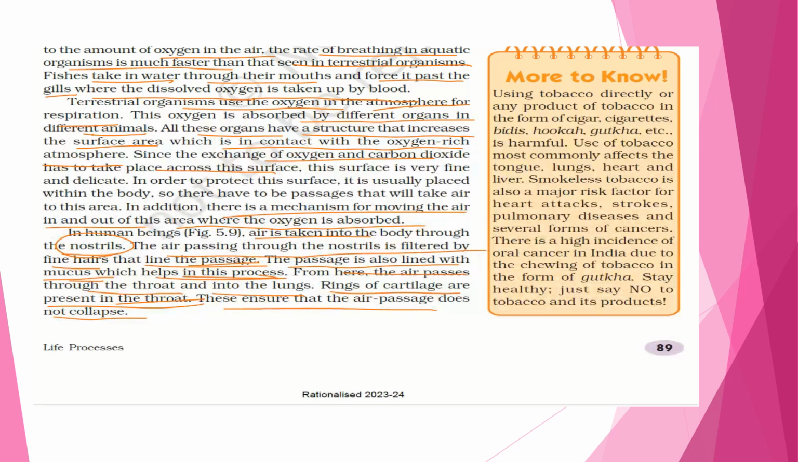First, let us read this box, then we will move on to the structure of the respiratory system. Now we all know that using hookah, bidi, gutka are all harmful, but why? Using tobacco directly, any product of tobacco in the form of cigars, cigarettes, bidis, hookah, gutka, etc. is very much harmful. And the use of tobacco most commonly affects the tongue, the lungs, the heart and the liver. So how is it affecting?